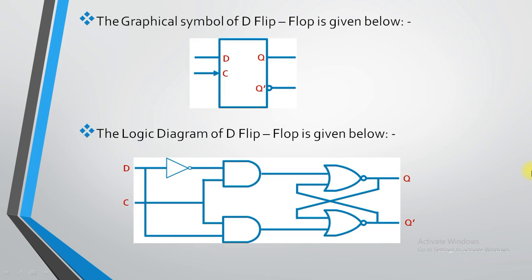The graphical symbol and logic diagram of the D flip flop is the same as the SR flip flop. The only modification is that you need to draw a NOT gate or inverter, and take a cable from the first AND gate to the next AND gate. The remaining things will be the same. I hope the concept of D flip flop is clear.